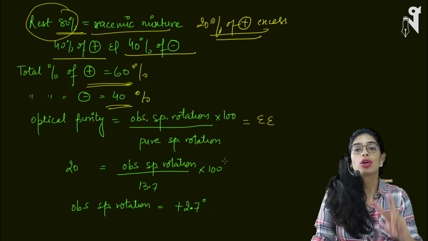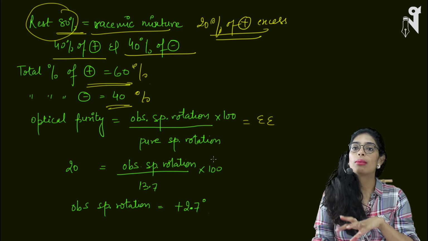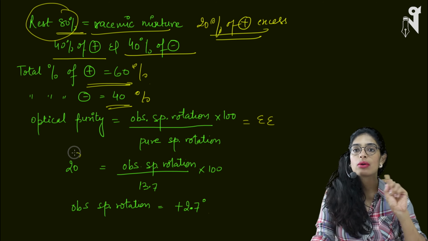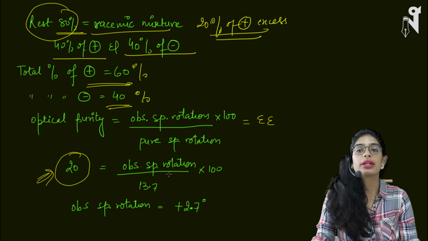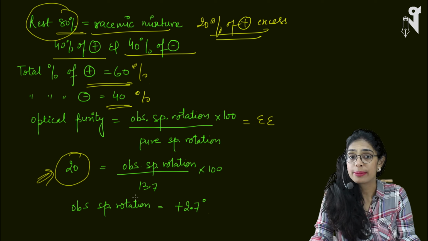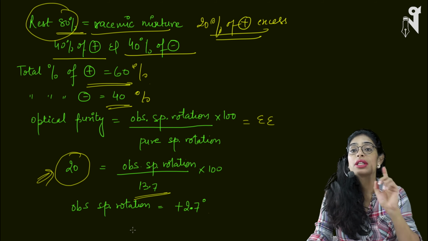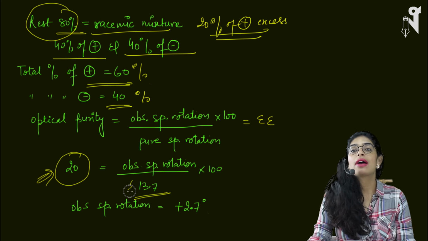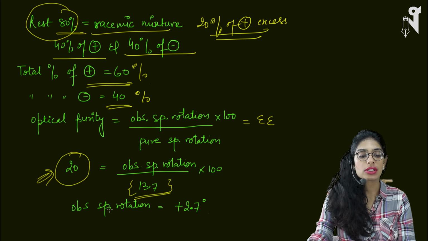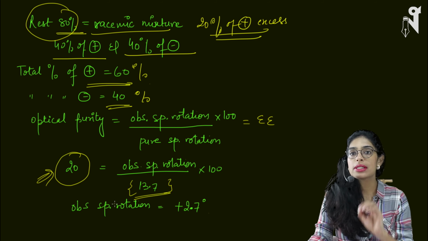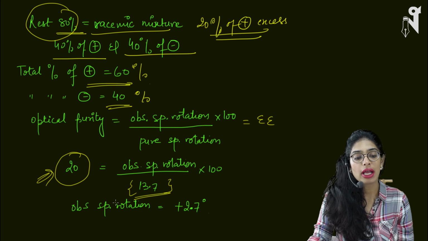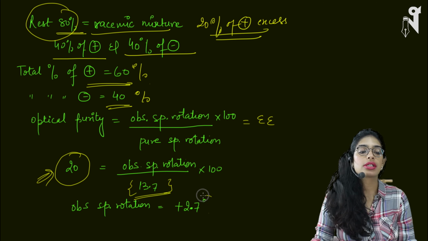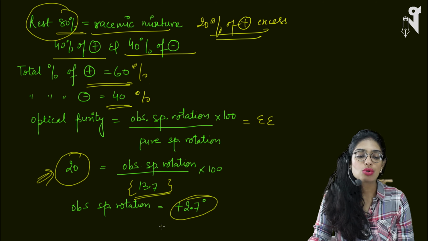So unless I know 2 values out of 3 for the given formula, I cannot calculate the observed specific rotation. That's the reason why we calculated the enantiomeric excess earlier. The enantiomeric excess was 20%, so the optical purity is also 20%, and the pure specific rotation has been given for the plus isomer, and the plus isomer is in excess over here, right? So what is the value given for it? The value given was 13.7 degrees for the plus isomer. Now I just have to calculate the observed specific rotation. You just multiply, divide, do all the calculations and it will come out as plus 2.7 degrees.